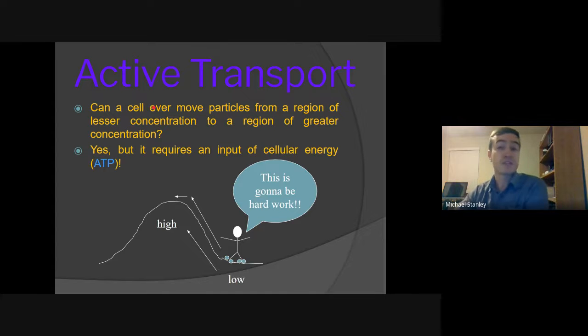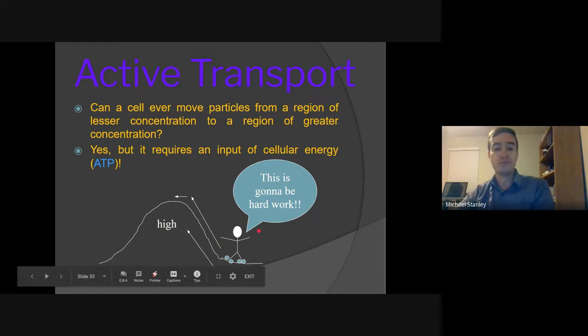It is possible for cells to do this. They do it all the time. It's called active transport. And the reason it's called active is because instead of happening naturally, in this case, we're fighting the concentration gradient. We're taking a particle from somewhere low and putting it somewhere high. It's going the opposite direction that it normally would want to. So it's like this guy on roller skates down here. It was easy to go down the hill, but it's going to require energy and effort in order to go back up the hill. Same thing with active transport.